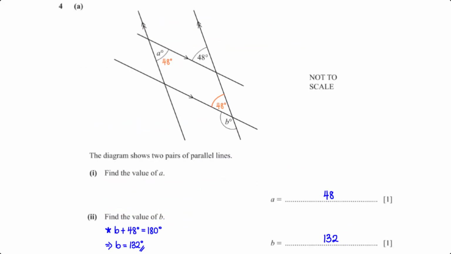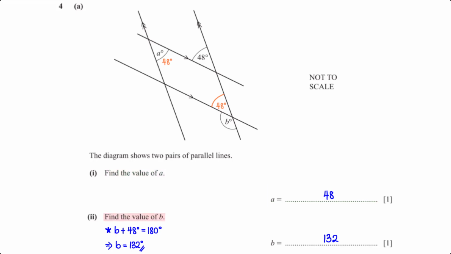The diagram shows 2 pairs of parallel lines. Find the value of A. If we focus on this pair of parallel lines and the transversal, we see that these 2 angles are alternate angles. Alternate angles are equal, so A is 48 degrees.